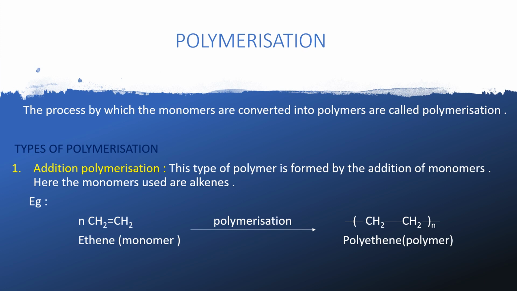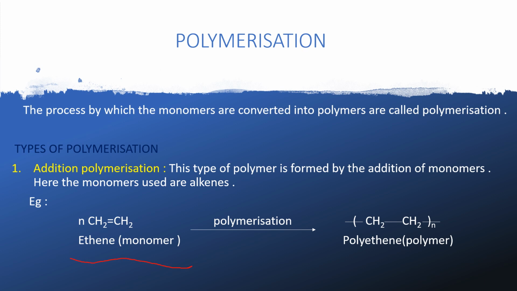Let us look at the definition for addition polymerization. In addition polymerization, polymers are formed by the addition of monomers. Here the monomers used are alkenes. For example, I have taken ethene as the monomer which undergoes polymerization to give polythene. Means here addition of monomer takes place, that is the addition of ethene takes place.